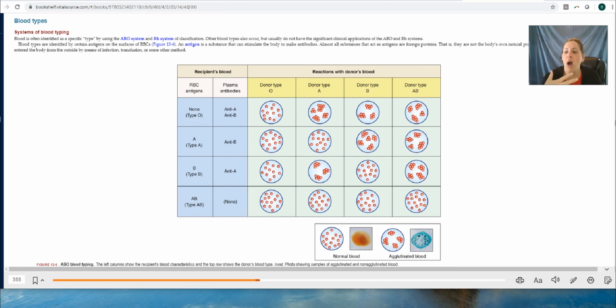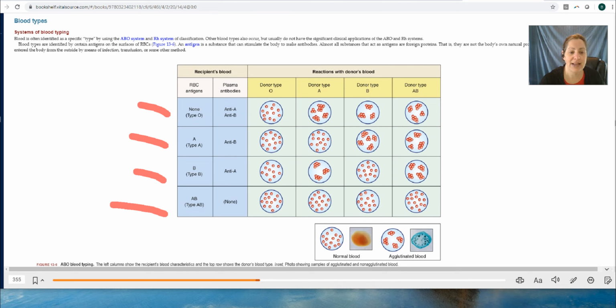What blood type you are depends on antibodies and antigens. So what kind of blood types do we have? What exists in the first place? We have type O, type A, type B, and type AB, which is a combination.